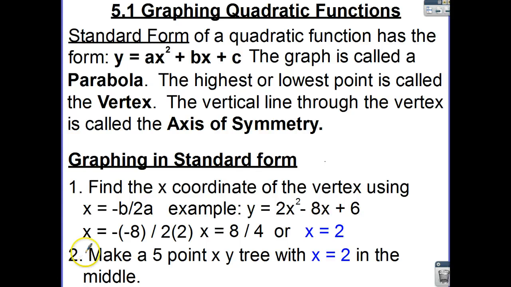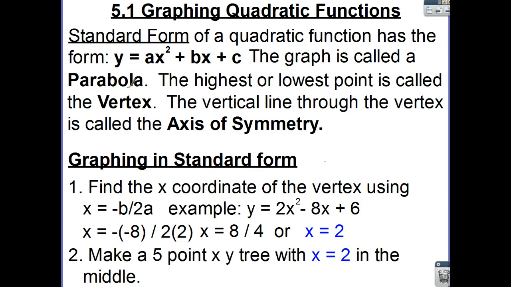Okay, today's lesson is 5.1 in our book. It's graphing quadratic functions. I want to start off with a few definitions. First, what's standard form? Standard form of a quadratic function has the form y equals ax squared plus bx plus c. Now when we graph this, the graph is called a parabola.